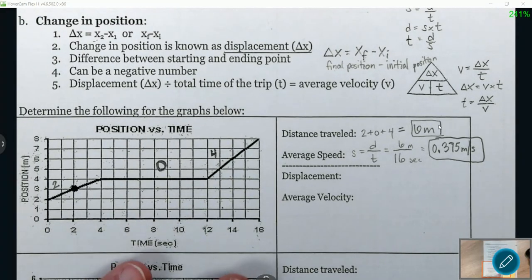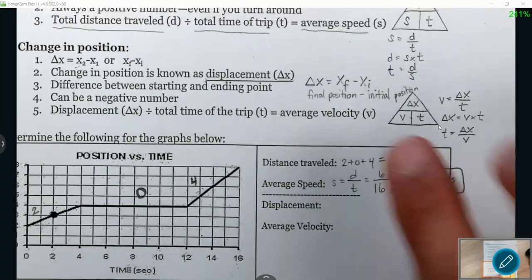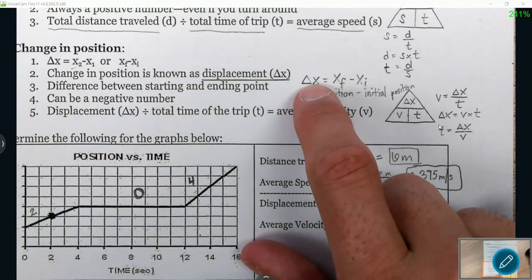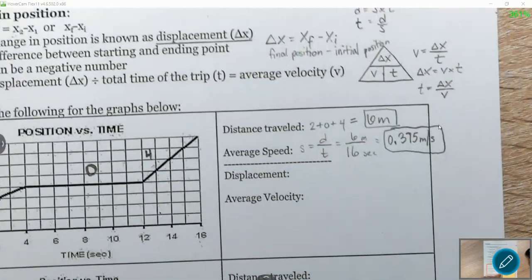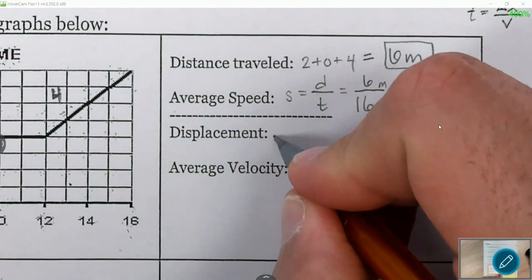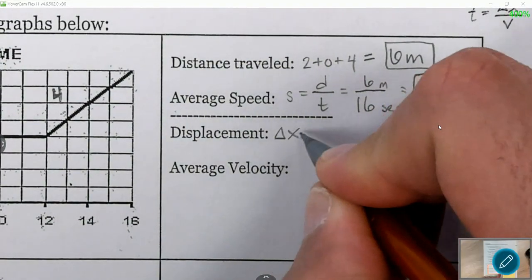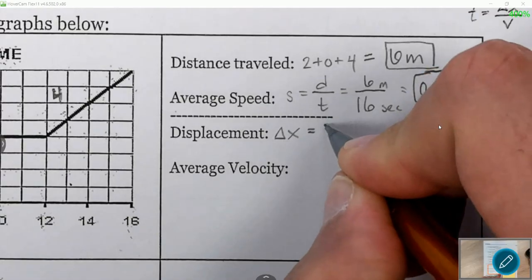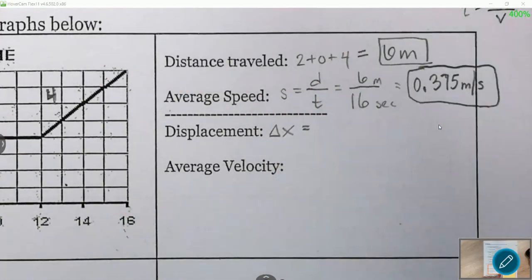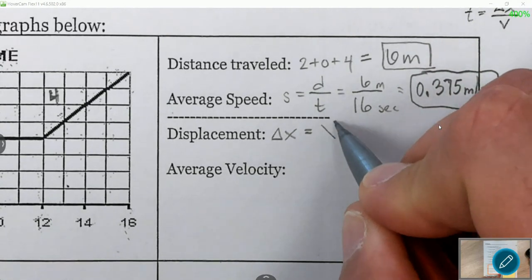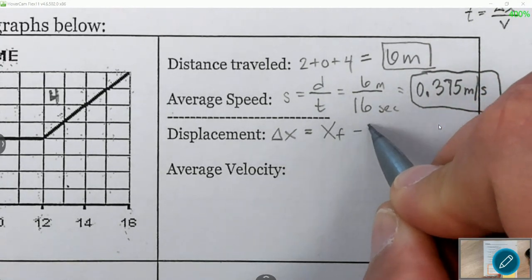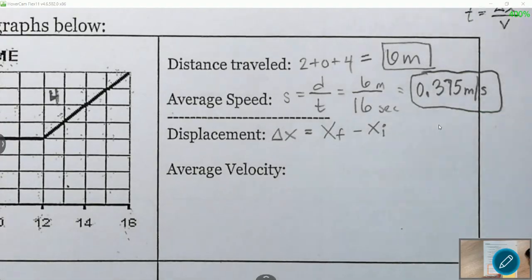Well, what about displacement? When they're asking displacement for the whole thing, it's actually pretty simple, right? What was our equation, or how do we figure out the displacement? The final position minus the initial position. Delta x, so your displacement, right? Displacement is just another word for overall change in position. How far are you from where you started? So we do xf minus xi.